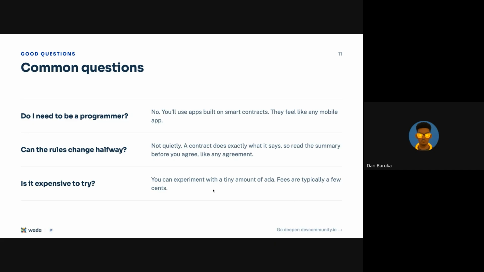Here are just common questions. Do I need to be a programmer to use or interact with the smart contract? The simple answer is no. Not only can you use it, you can go on chain and read the smart contract. You need to understand how the smart contract works, and that doesn't require you to be a developer. It just helps you to know what you are dealing with. Reading the smart contract is like reading your contract before signing it.